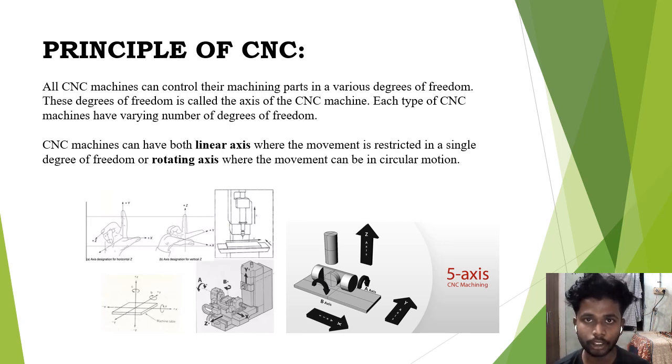These axes are nothing but the movement of the tools, defined in the X direction, Y direction, or Z direction, depending upon the machine that you are using. CNC machines have both linear axes, where the movement of the tool is in a straight line, the linear motion, and rotating axes, where the movement can be rotary or in a circular or three-dimensional path.